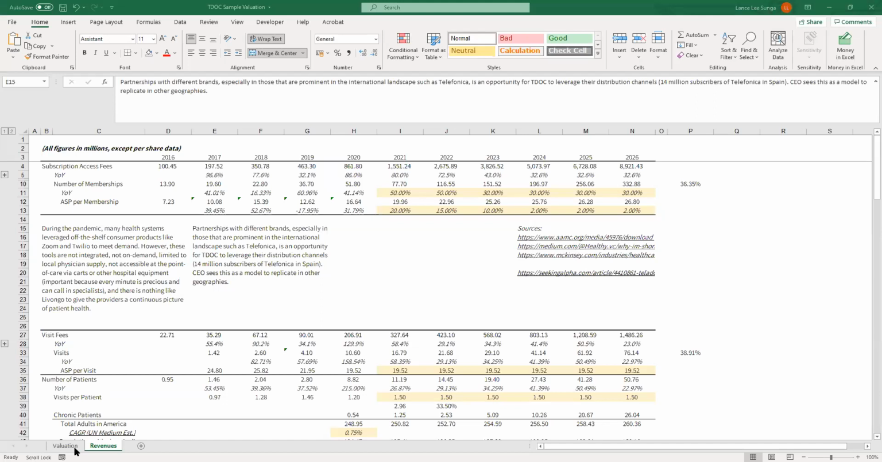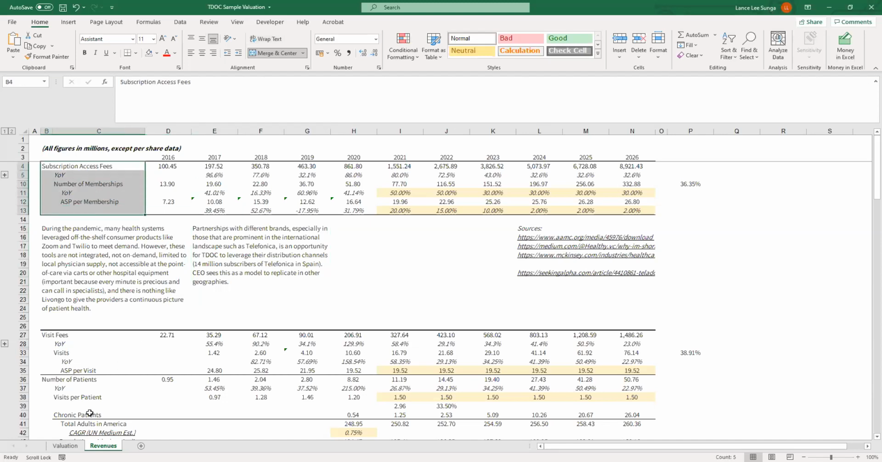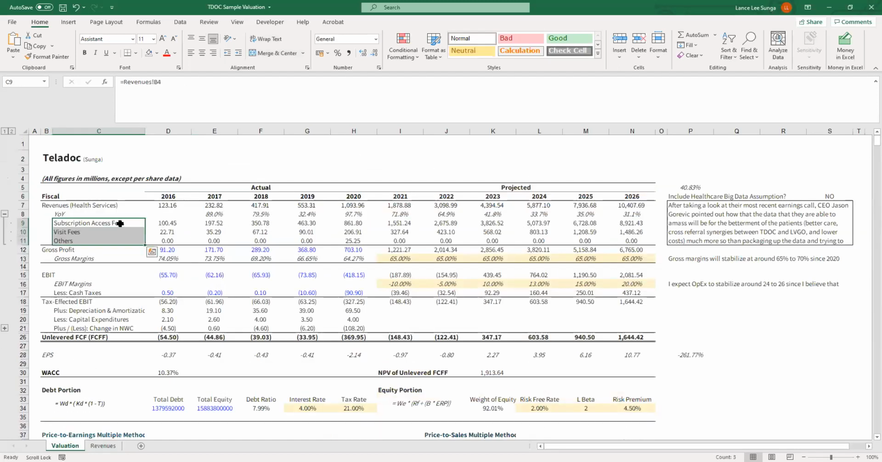Tapos... Yeah, putol. Okay. So yeah, as I said, revenues are the most important part of valuations. 90% of your valuations would really stem from how good your revenue projections are, right? And what I did with revenues is to segregate each segment of the revenues. So for Teladoc, you have the subscription access fees and the visit fees. So those are the two most important parts, right?